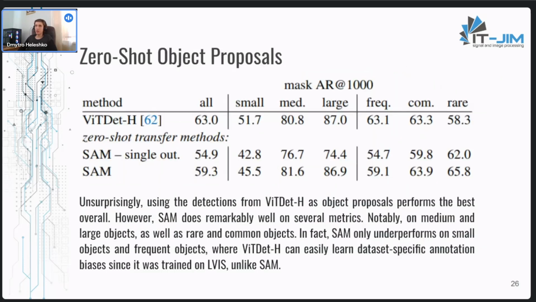The second example is using SAM for object proposal. Here as well, unsurprisingly, using the detections from a dedicated model as object proposals performs the best overall. However, SAM does remarkably well on several metrics, notably on medium and large objects, as well as rare and common objects. In fact, SAM only underperforms on small objects and frequent objects, where a dedicated model can easily learn dataset-specific annotation biases, since it was trained on this particular dataset, unlike SAM.